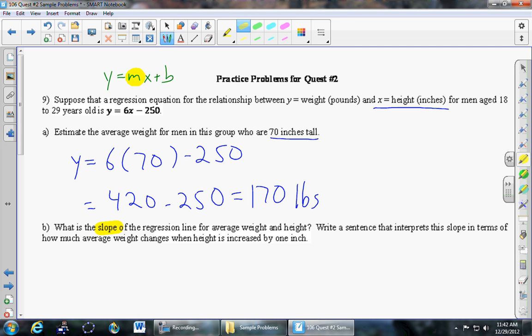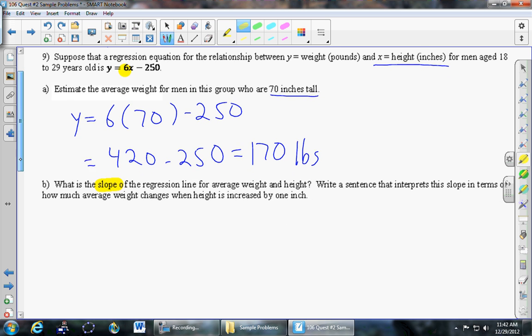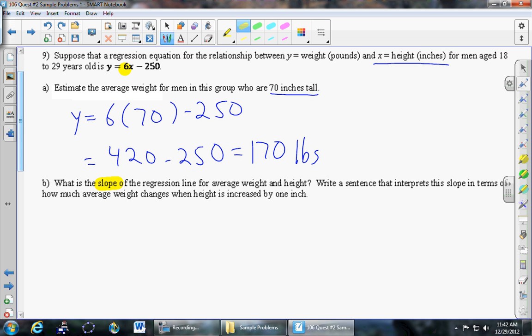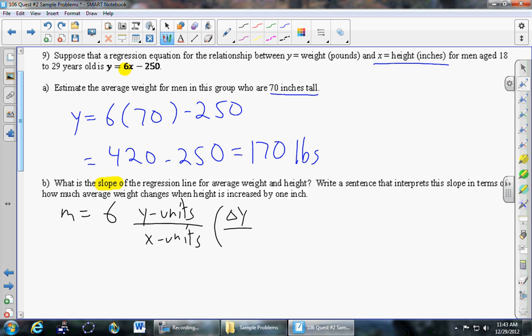Well, the slope is the number touching the x when it's written in that form, which is the number 6 in this case. So the slope is 6. And if we can figure out what the units are, then we can probably write a sentence. So let's think about the units. The units for the slope are always the y units over the x units. I'll put here in parentheses, it's change in y over change in x. So hopefully it makes sense to have y units on top and x units on the bottom.